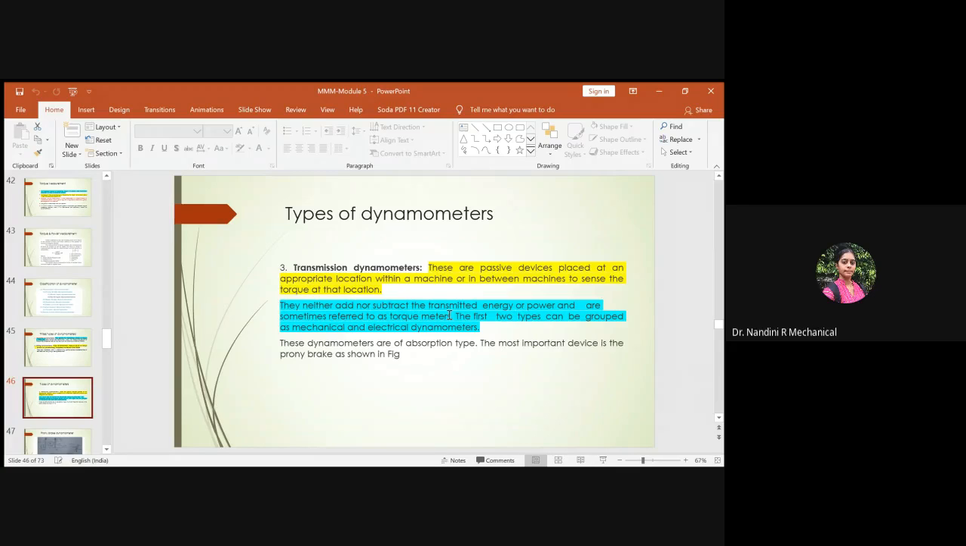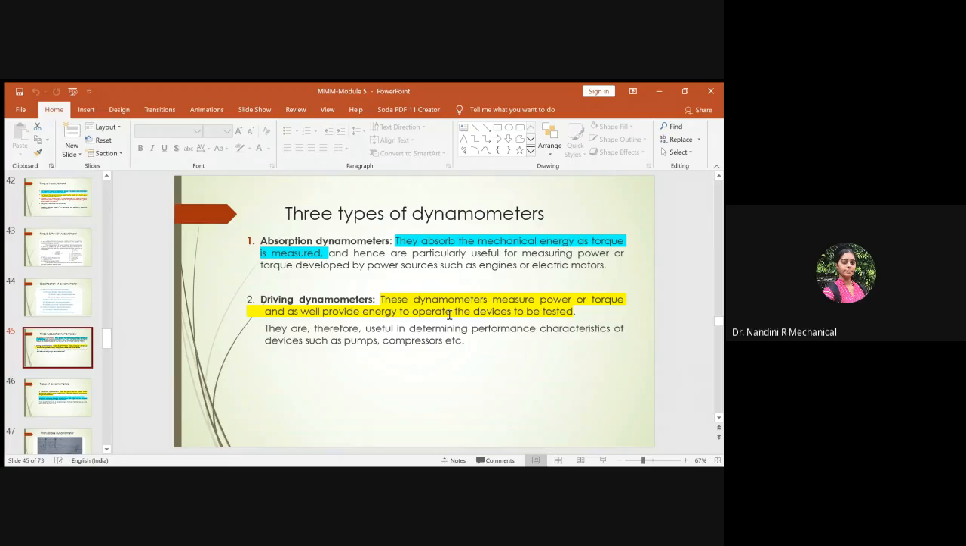So what you should understand is, in the absorption dynamometer, it absorbs the mechanical energy and helps in measurement of torque and the power. But in the case of the driving dynamometer, it helps in measuring power and torque.